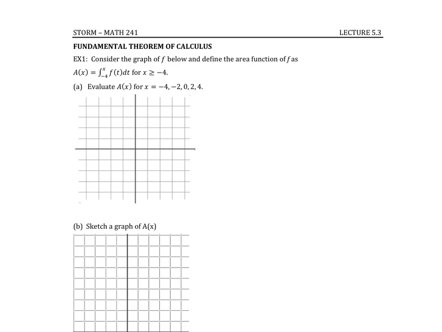We're going to start out with defining an area function. So if we look at example 1, we're going to define this area function A of x to be the integral where we're starting at -4 and going to whatever x value we put in of this function f of t dt. We're going to evaluate our area function for x values that are greater than or equal to -4.